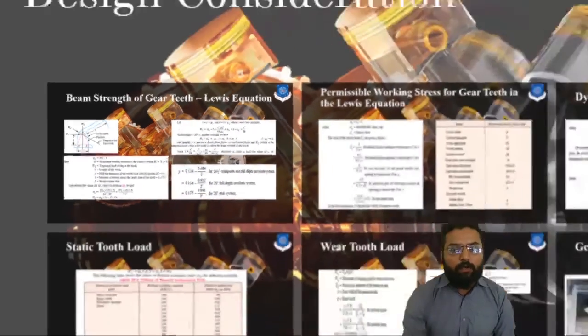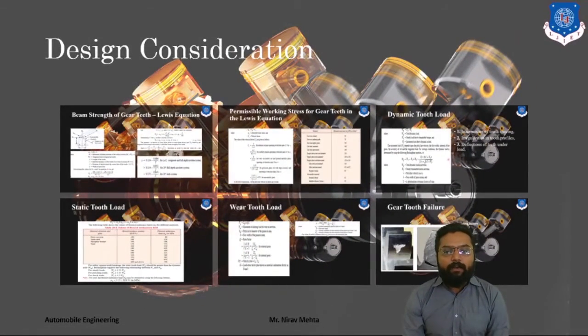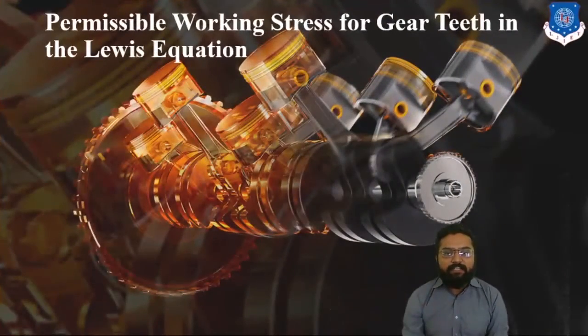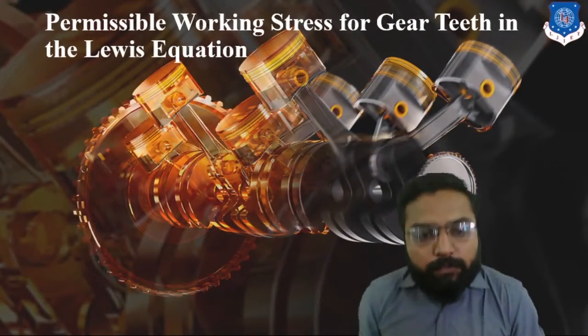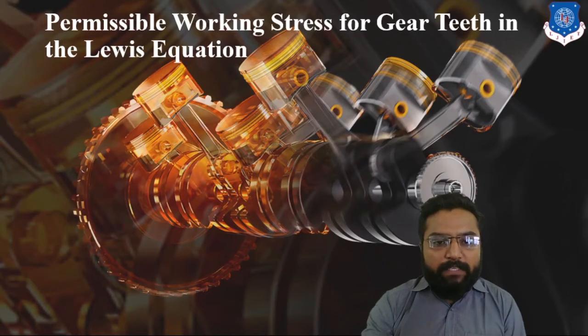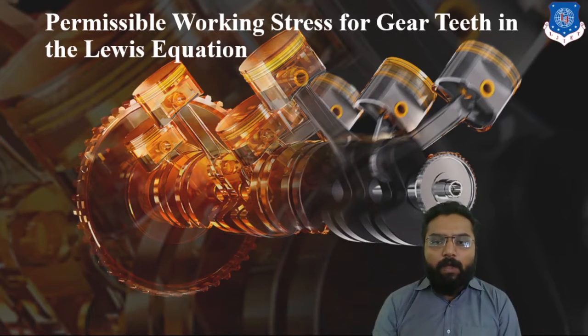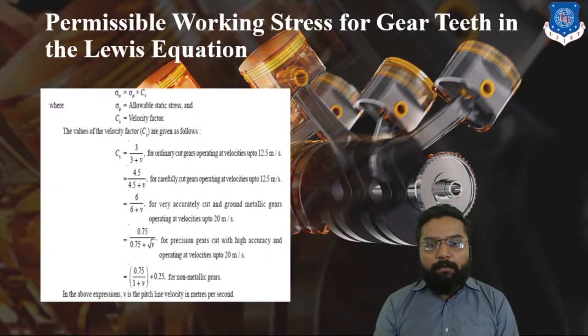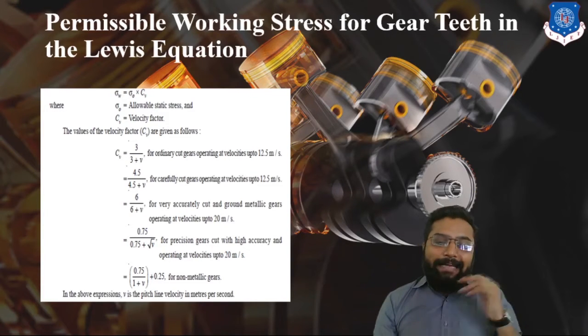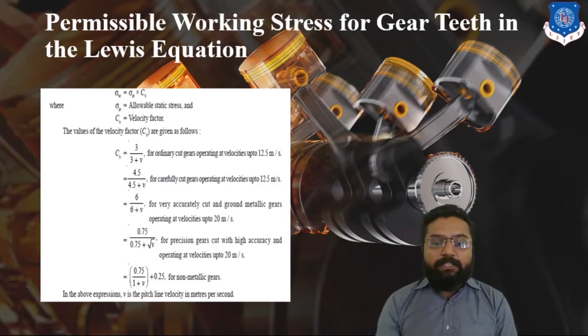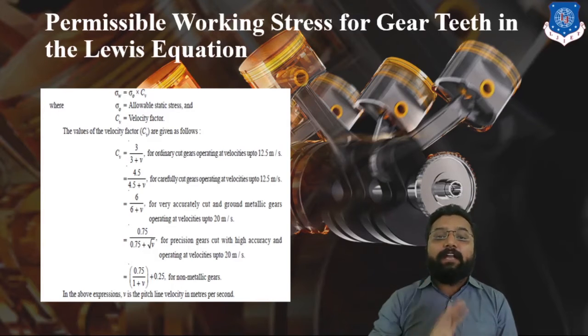Okay. So in the next slide we will talk about the next criterion, which is the permissible working stress for teeth in the Lewis equation. So what is a permissible stress? Here, the permissible working stress is not a working stress. That is just assumed, or you can say a stress which is derived depending on its geometrical criteria.